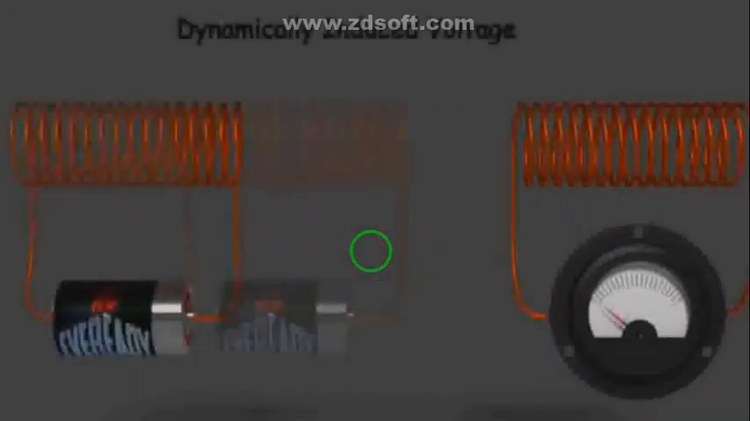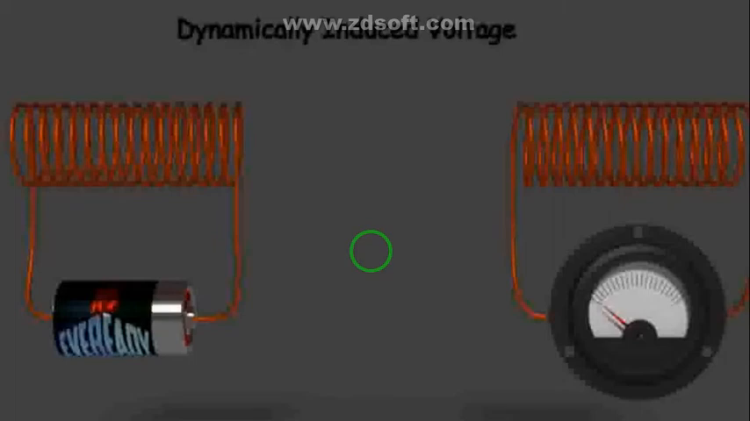This voltage induced due to the movement of coils is called dynamically induced EMF, and this condition can also be achieved when both coils are at a stationary position.